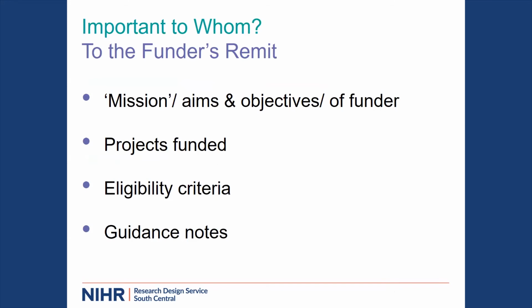But important to whom? So in the case of applying for funding, it's important to the funder's remit. And of course, you can learn about the funder's remit by looking at the mission, aims and objectives of the funder. You can look at the projects that they funded. You can look at their eligibility criteria. You can look at their guidance notes. And it's perfectly fine. You could have a fantastic grant application, but if you don't pitch it at the right funder, there's still a chance that it simply won't get funded because it won't be within their remit. I think I can say that it won't get funded.